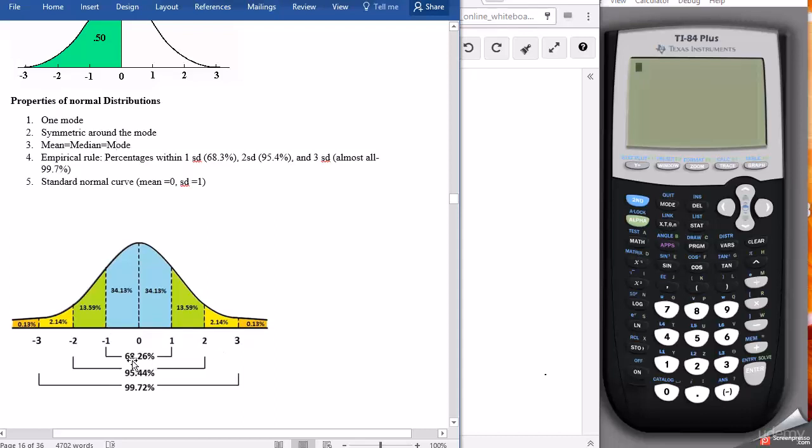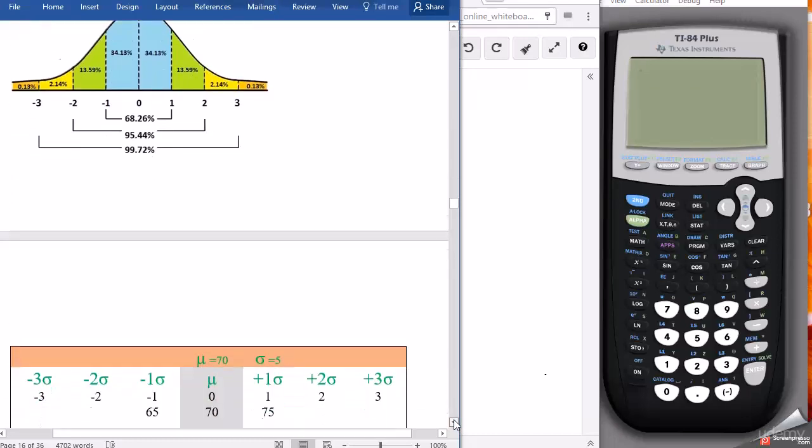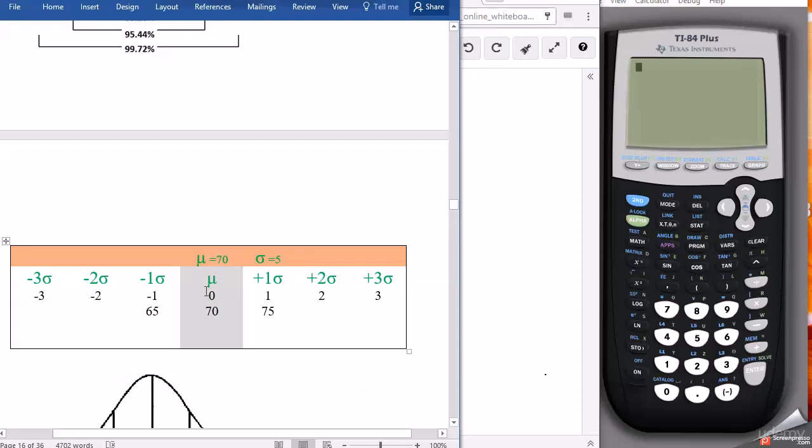So within one standard deviation of the mean, the upper one standard deviation and the lower one standard deviation. You can also see within 2 standard deviations we have 95.44% of the data, and then within 3 standard deviations we have 99.72% or almost all the data. Okay, so we're going to illustrate further using this table right here.